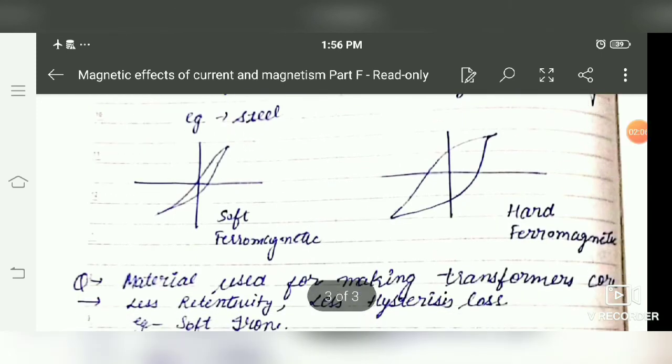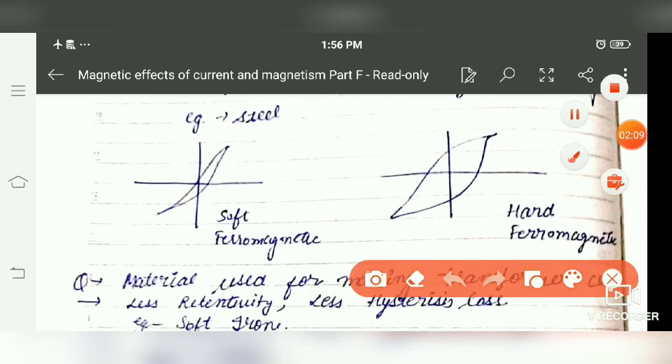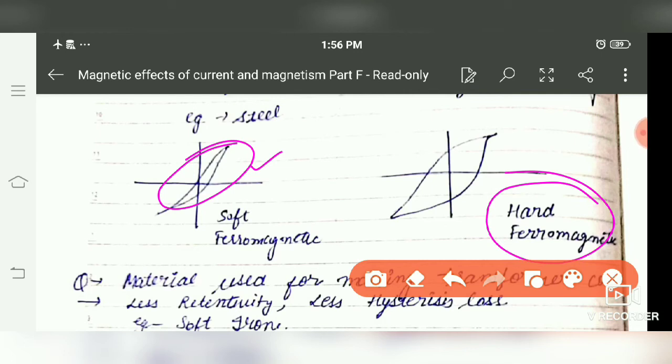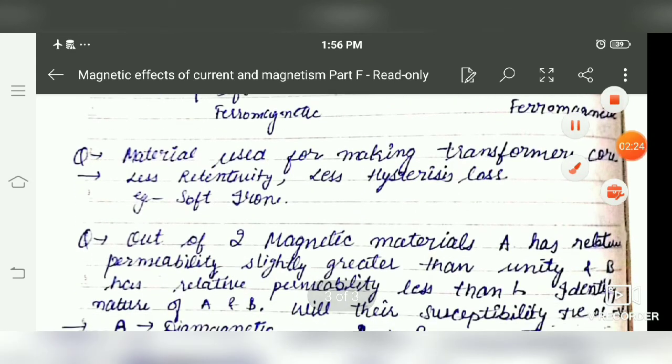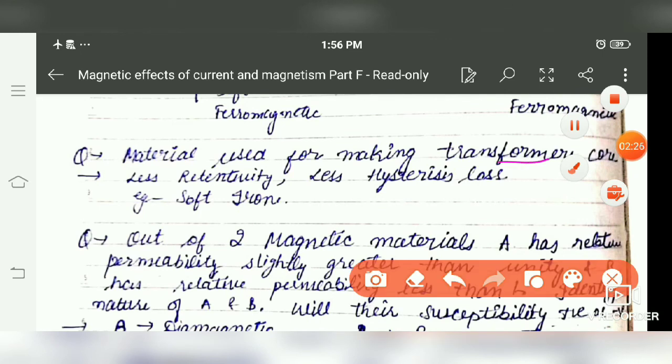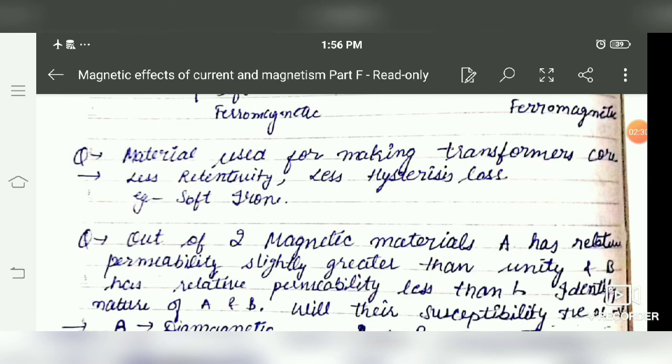So it means for the soft iron core, the area will be less and the BH curve will be thin. And for a hard ferromagnetic material like steel, it would be more. The area would be more and the curve would be thick. So, which material is used for making a transformer core? For a transformer core we require less retentivity and less hysteresis loss, so soft iron is used.